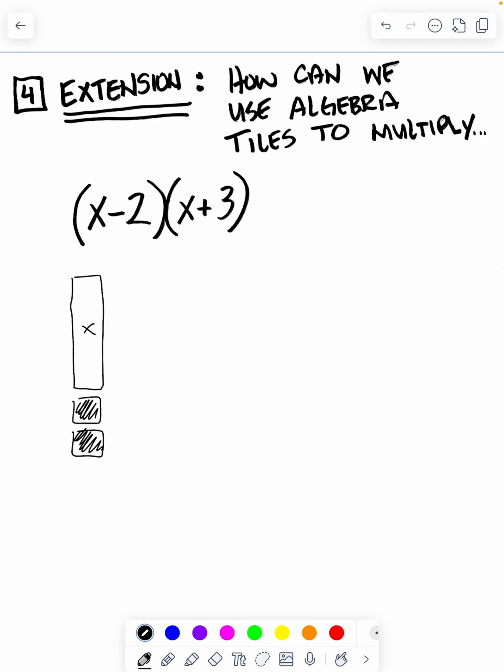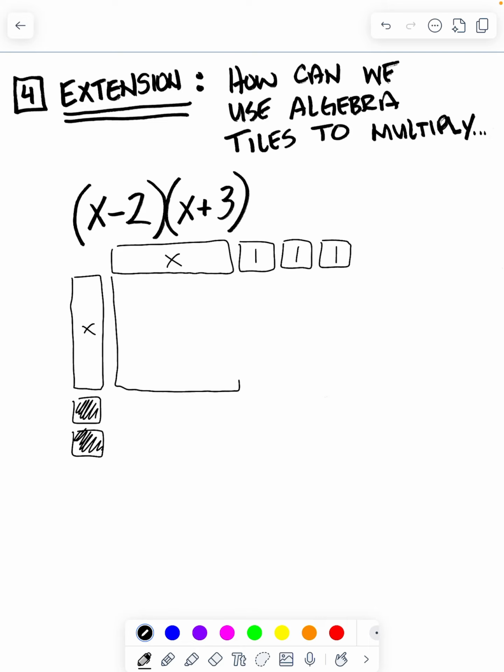Now we have x plus 3 on the top. So I'm just going to do the same long thin rectangle for x, and then 3 1 blocks. And this is a positive 3, so I'm going to leave these positive 1s. Now, let's just start filling it up normally. So here we have x by x to give us a big x by x, x squared square.